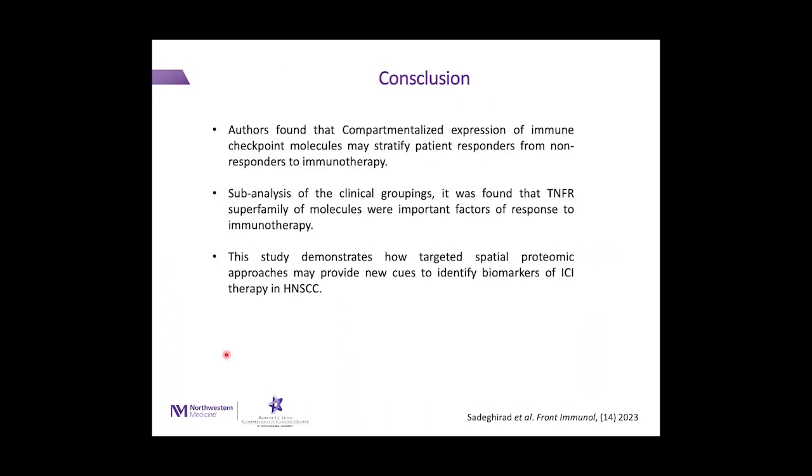So just to come to a quick conclusion, what the authors found was that the compartmentalized expression of immune checkpoint molecules may stratify patient responders from non-responders to immunotherapy. And in further sub-analysis of the clinical groupings, they narrowed down that TNFR superfamily of molecules were the important factors in response to the immunotherapy. And finally, they could conclude that targeted spatial proteomic approaches may provide new cues to identify biomarkers for immune checkpoint inhibitor therapy in head and neck cancer.